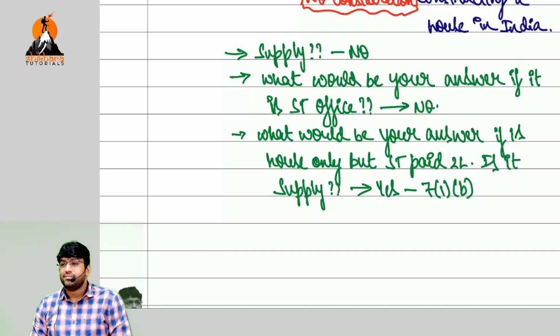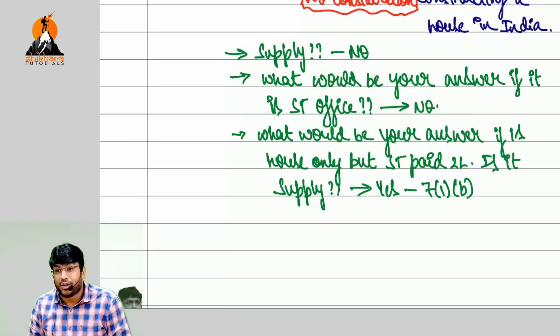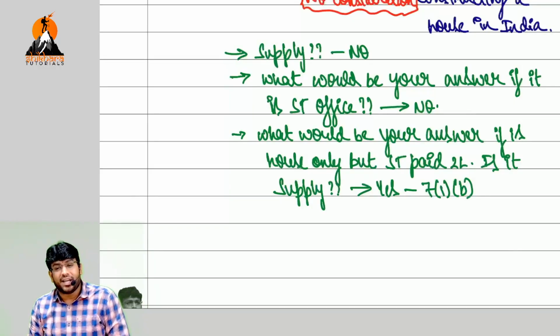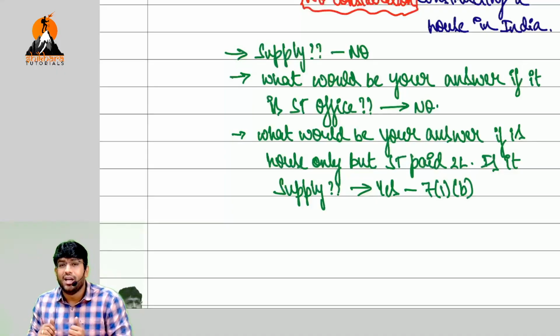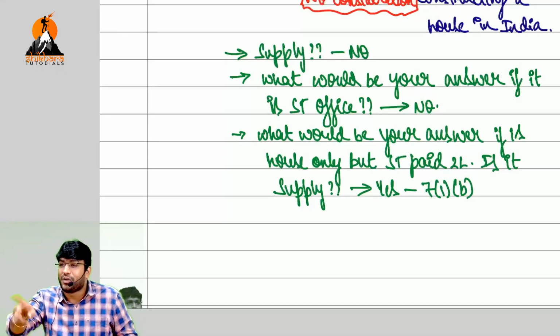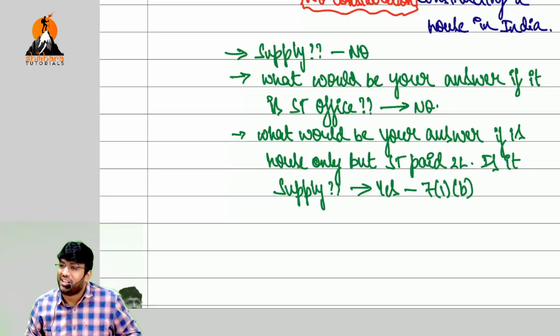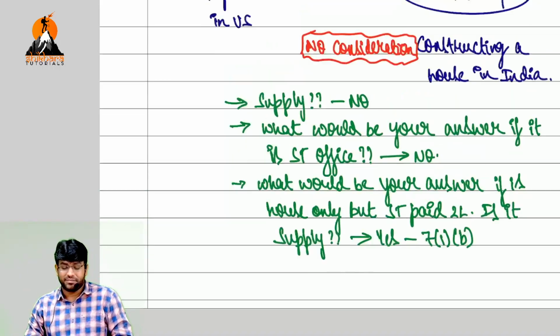Same story. It is not for my home, but for my office. And he took 2 lakhs from me. Is it supply? Yes, because of 71B only, whether or not in the course of furtherance of business. Are you getting clarity? Next question.